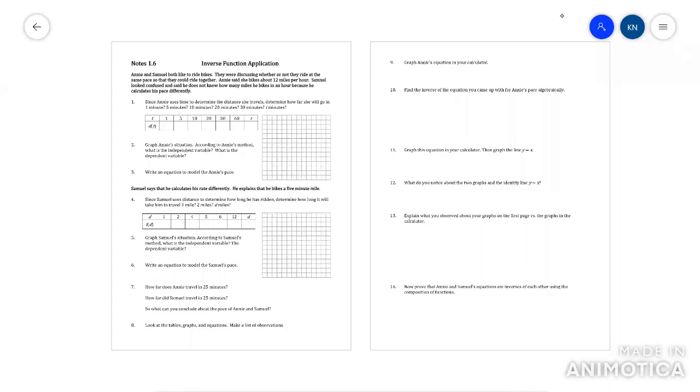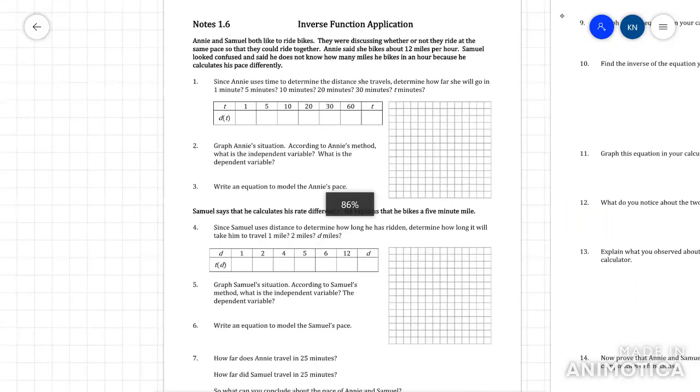All right, this video is going to go over 1.6, which is the application of inverses. I'm not going to go too deep into all of these questions, but I am going to walk you through how to get the equations.